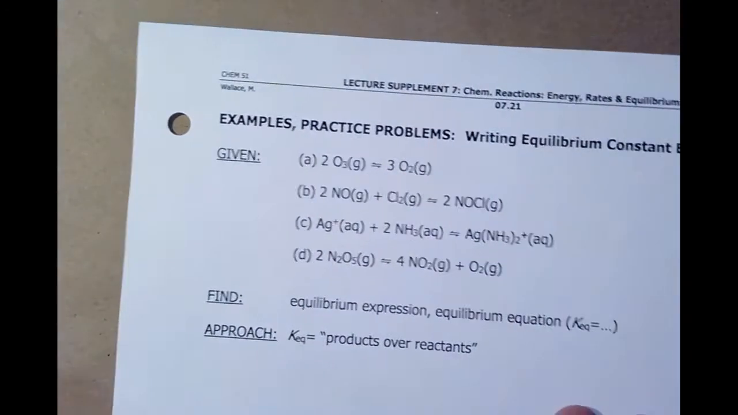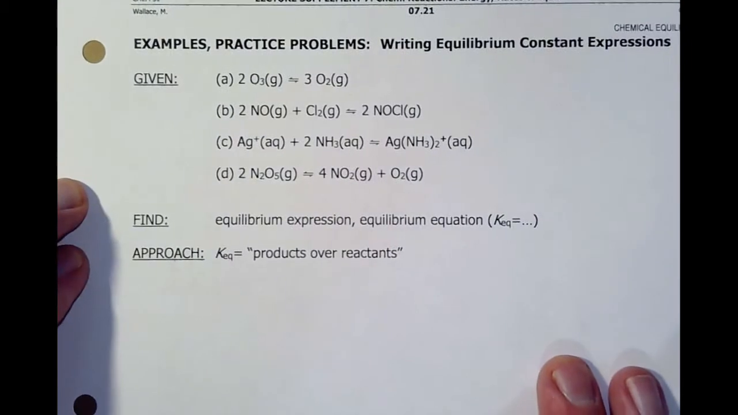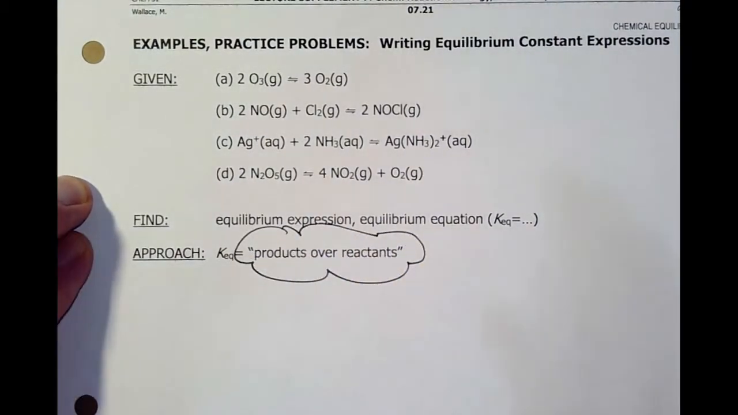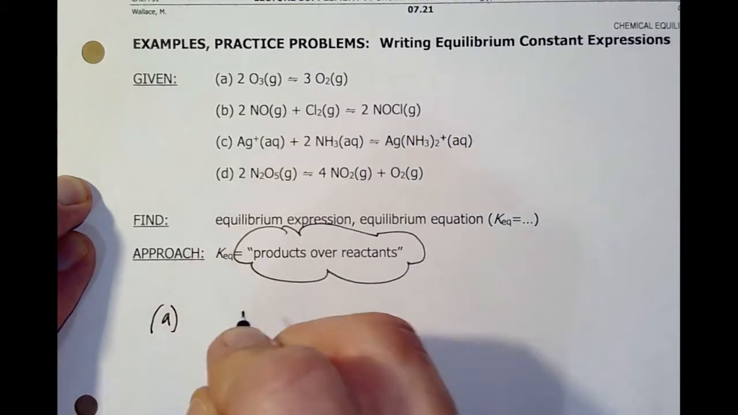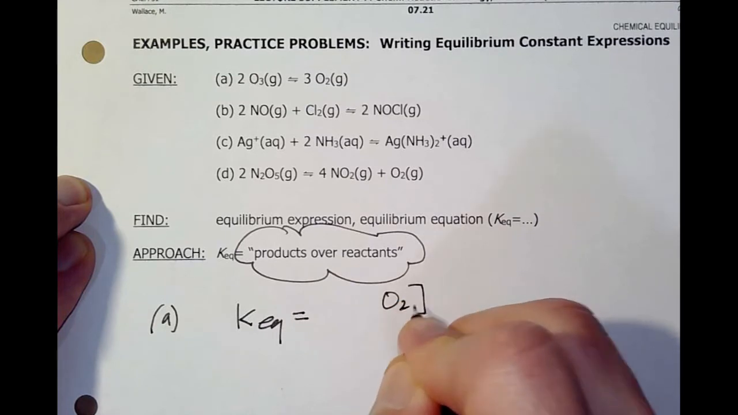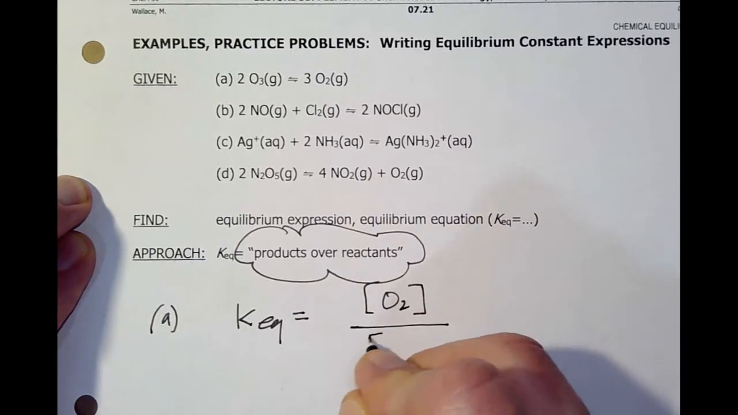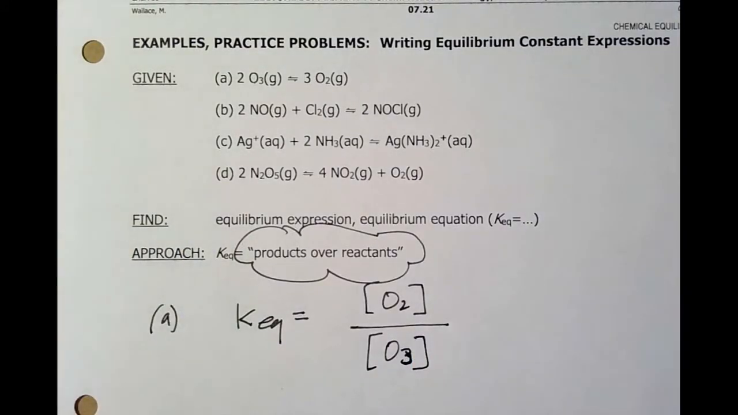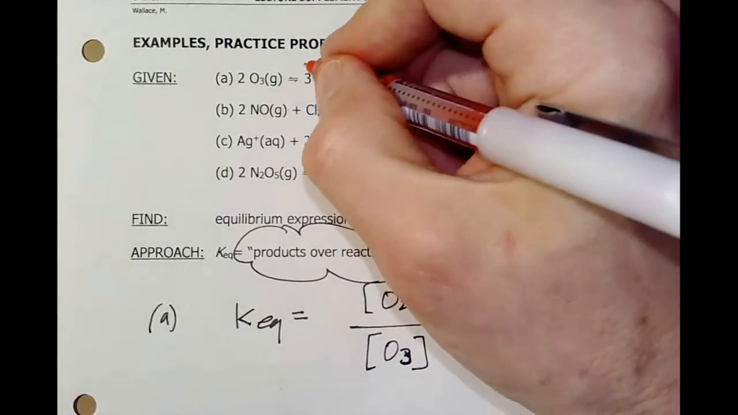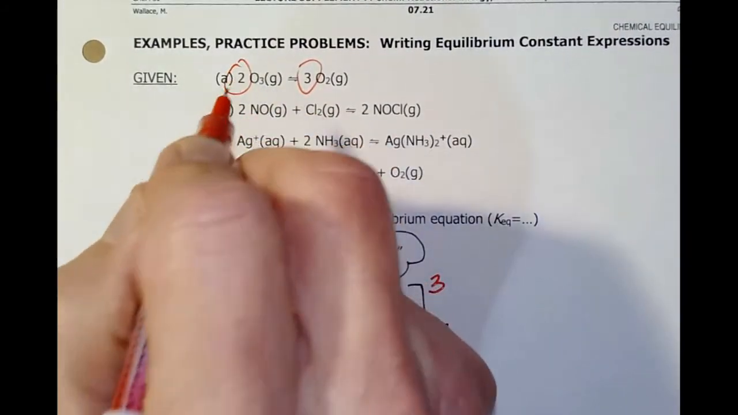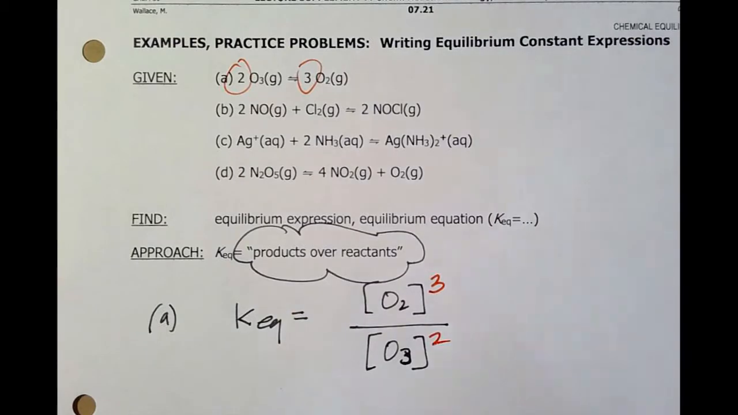So here's a few practice examples. There's my mnemonic: products over reactants. I look at A, KEQ equals O2 over O3. I go up to the equation and I see there's 3 of the O2s, there's 2 of the ozones, 2. That's it.